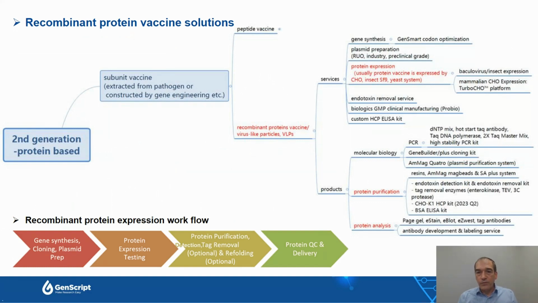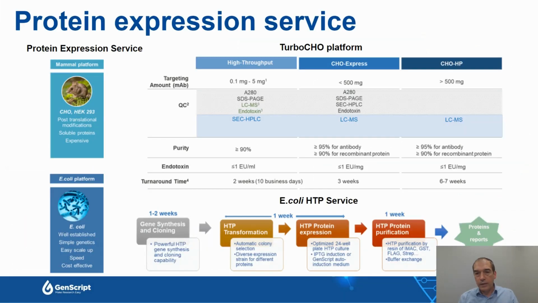For recombinant protein vaccines, we can do a lot of the services I mentioned already, anything from gene synthesis to plasmid purification and others. I will very briefly touch on some of the services that I haven't touched before, like our protein expression service, for example. We have very strong protein expression capabilities.